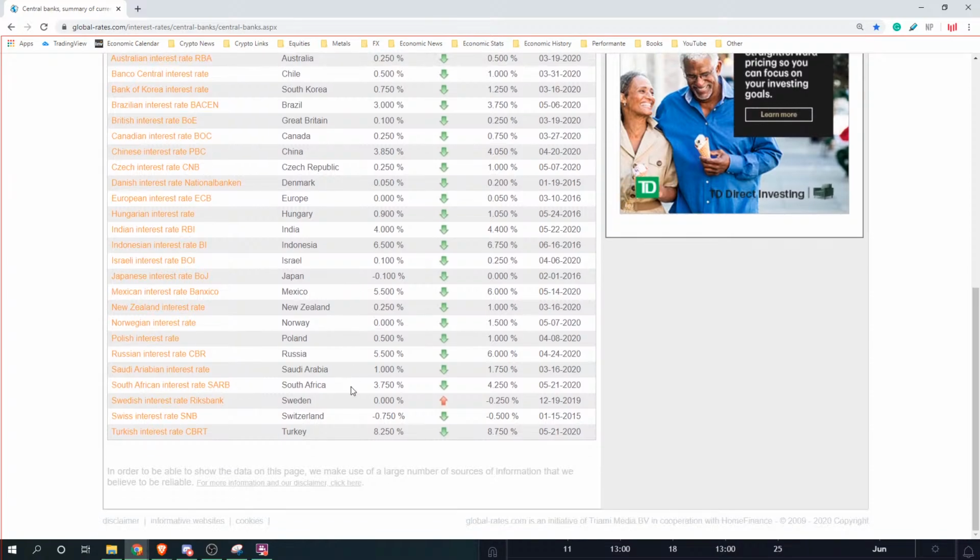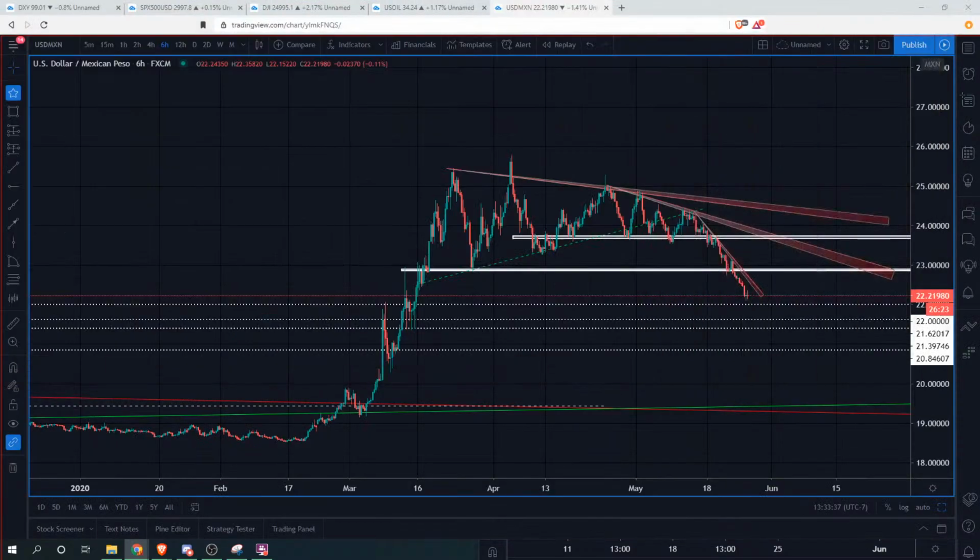And we can see other places like South Africa 3.75 and Turkey 8.25. So we can see these emerging markets have higher rates and higher yields compared to the US dollar. So if there's a risk-on environment, meaning people are optimistic and there's less of a worry about a pandemic, of lockdowns, of major consequences due to those lockdowns, you're going to have people chase those higher yields.